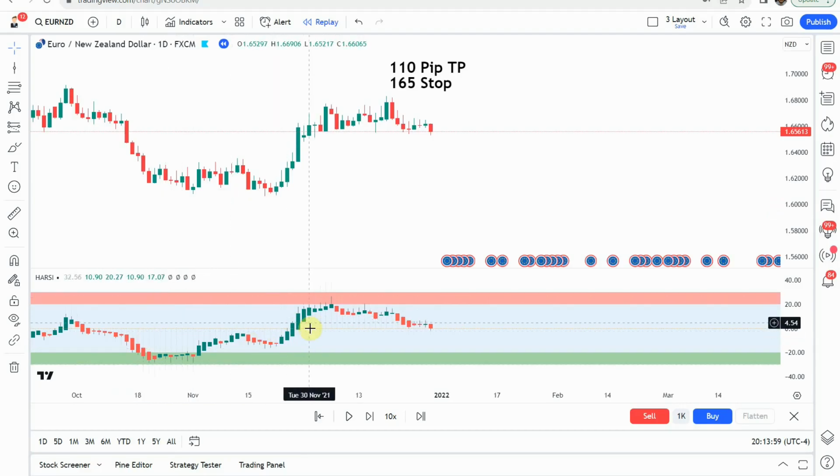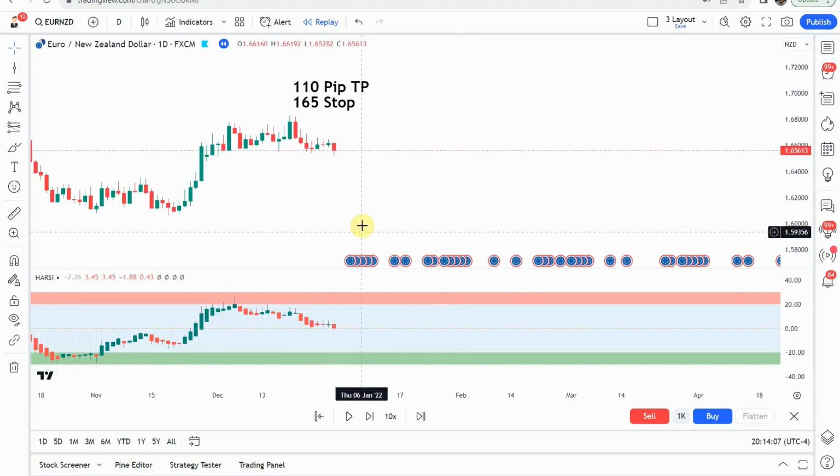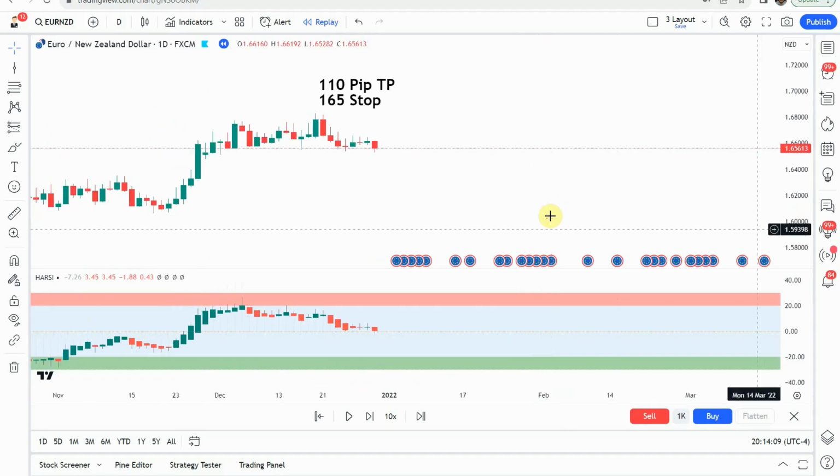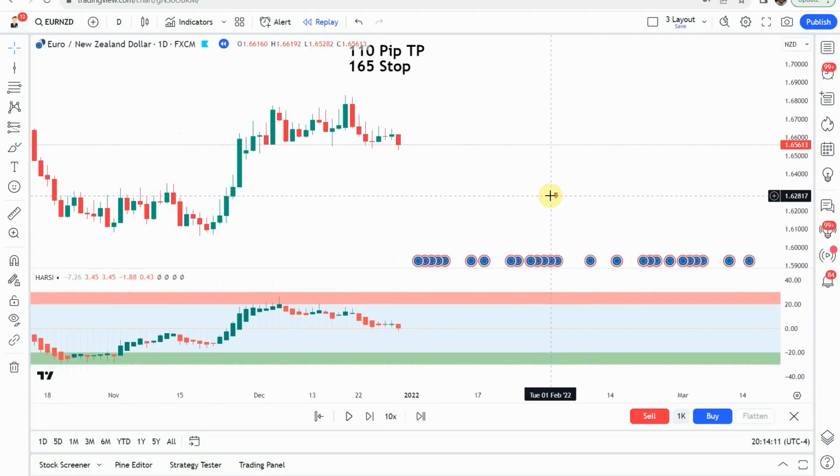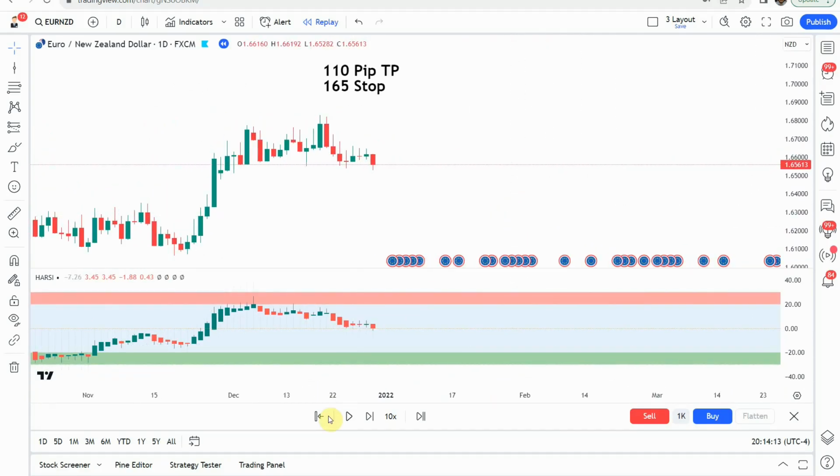On the reverse side, when the candles break up into the red zone here, we are looking for the first red candle, and that will be our signal to go short. So hope that makes sense. Let's go ahead and get on with the testing and see what we can get out of it.